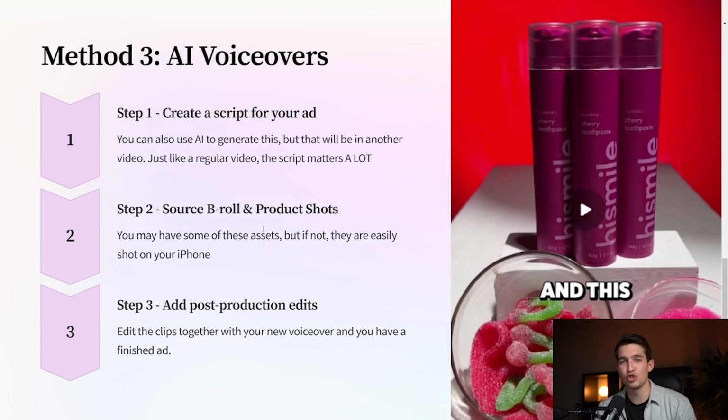Step 1, just create a script for your ad like before. And then step 2, source some B-roll and some product shots and some quick little videos of your product. And if you've ever made a video ad before, you probably already have all of these assets. But if not, they are really easily shot on your iPhone in just a couple of minutes.